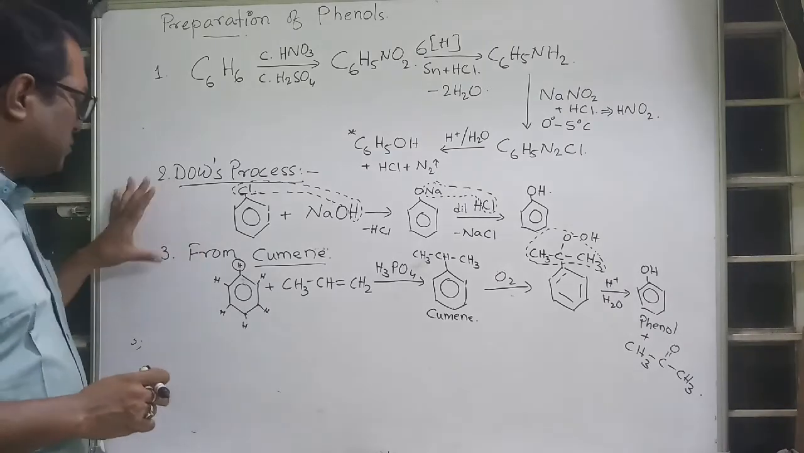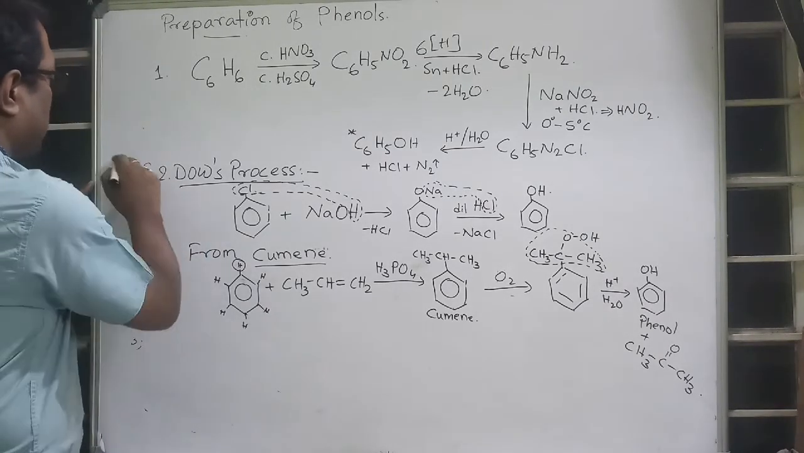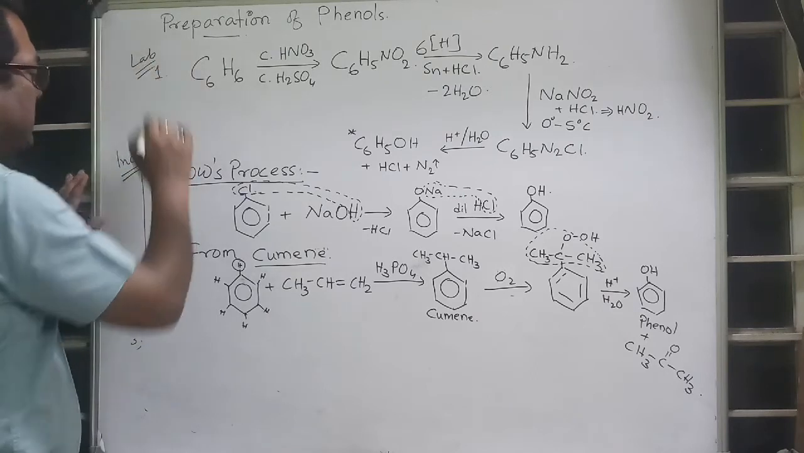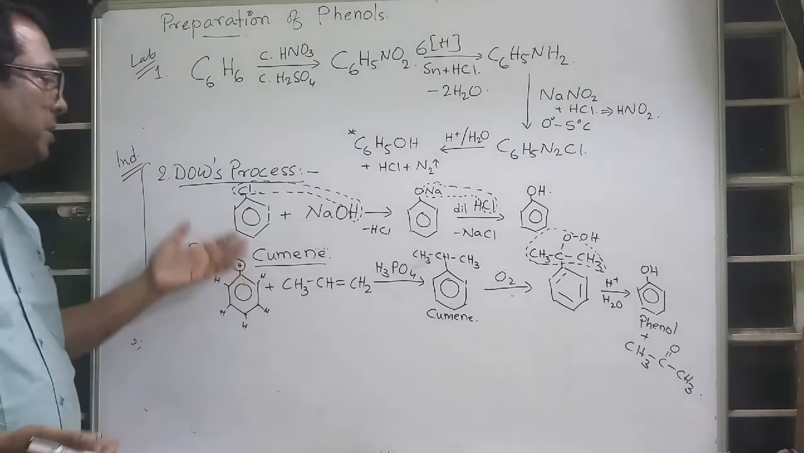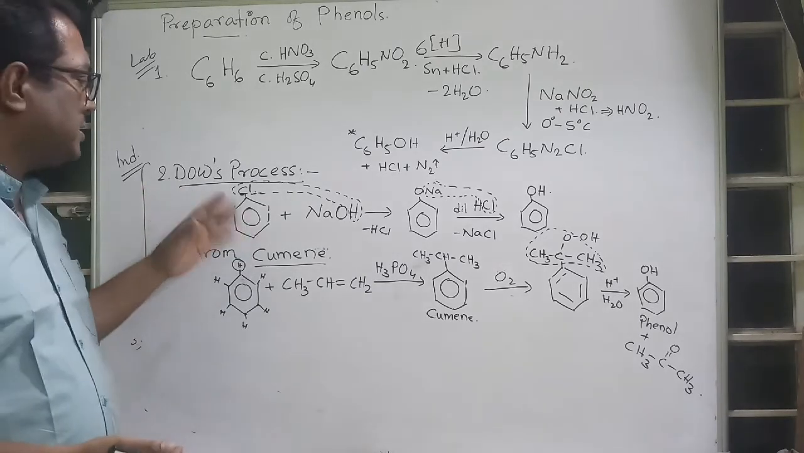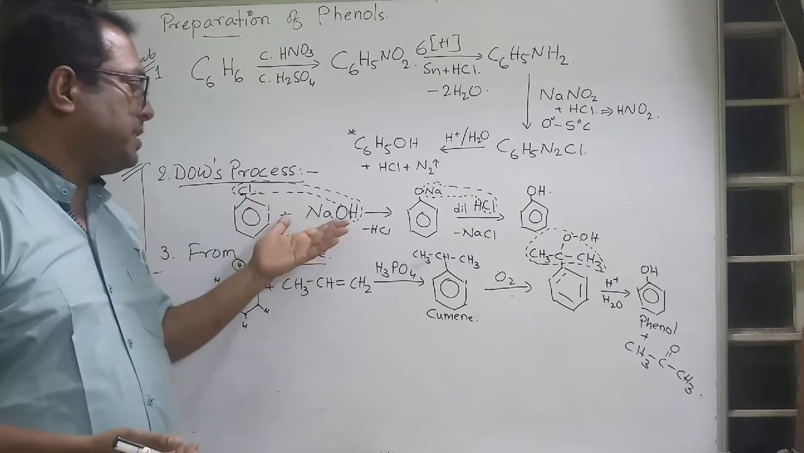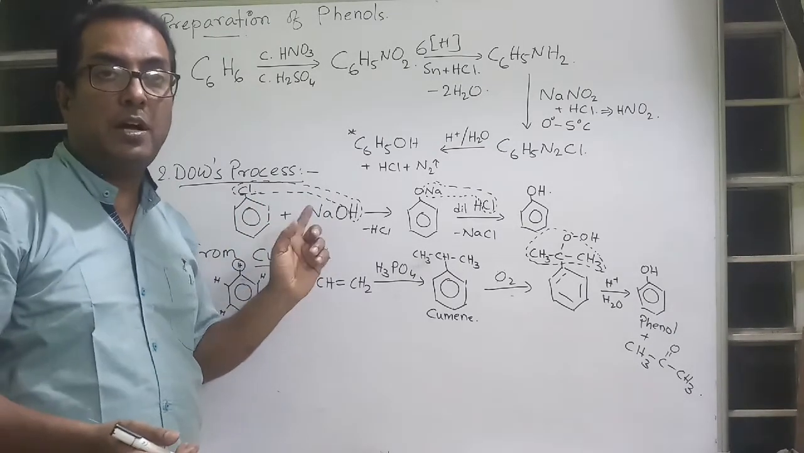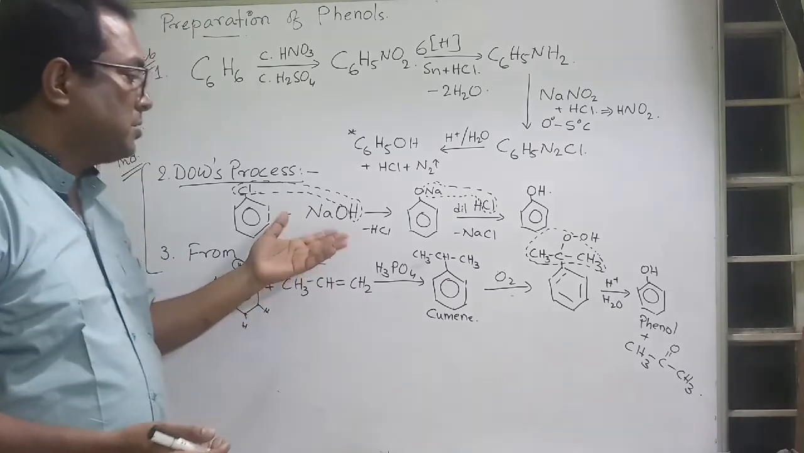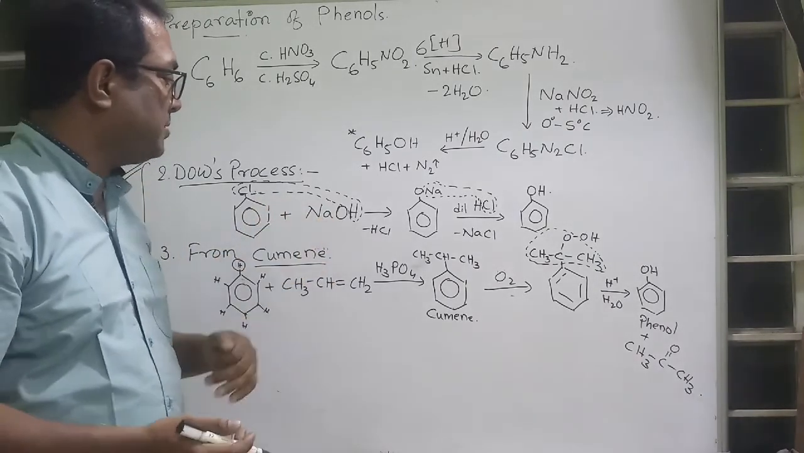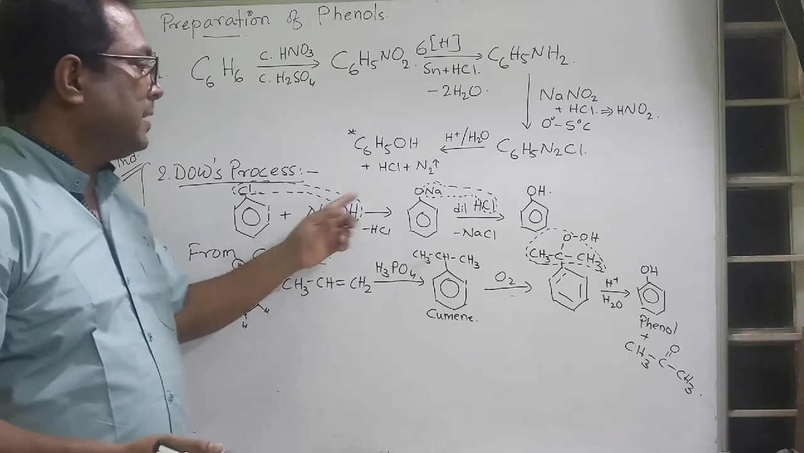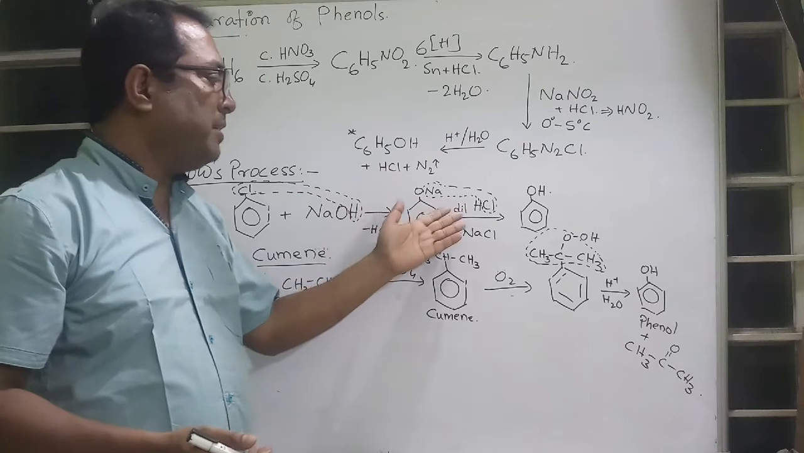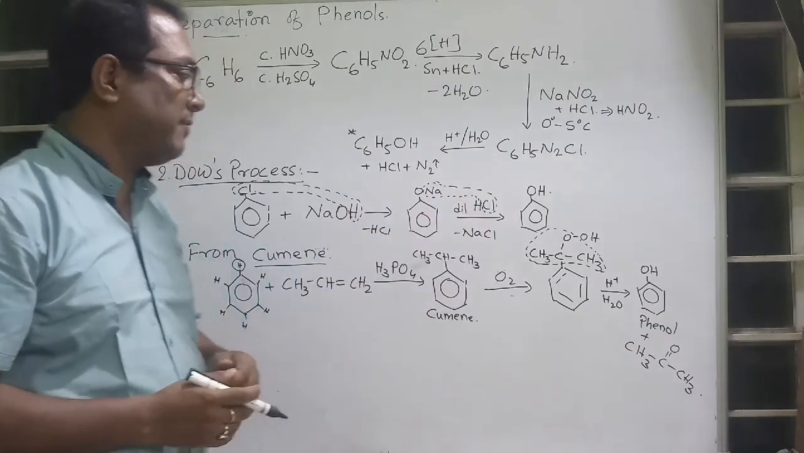Now the Dow process and the cumene process are industrial processes, and this one is a lab process. In industry we require a huge amount. In the Dow process, chlorobenzene is treated with KOH or NaOH, but remember, this should not be aqueous, it should be anhydrous. With strong alkalis, there is formation of ONa or OK, and then when we add dilute hydrochloric acid, we get phenol.